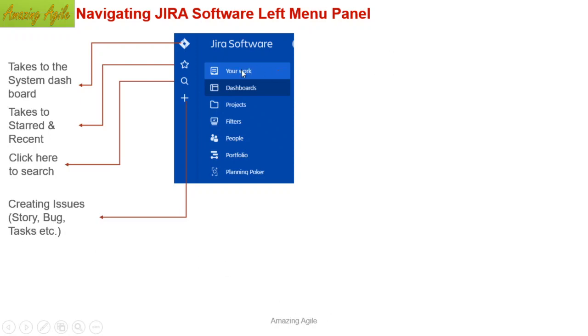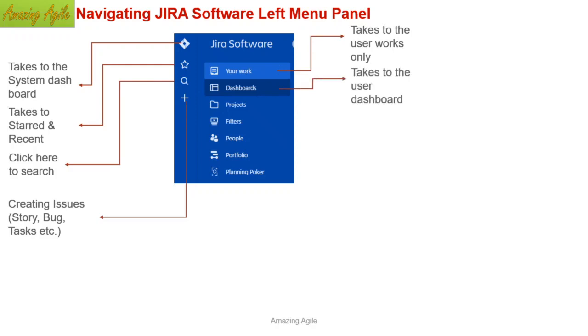Next is Your Work. If you click this button, you will see only your work, whatever is filtered to you. This button goes to the dashboard we just had in the previous screen. This button will take you to the list of projects and you can search your own project. We'll come to this screen next time.